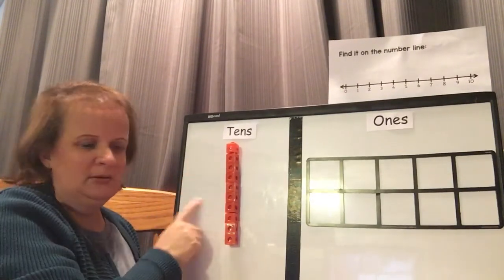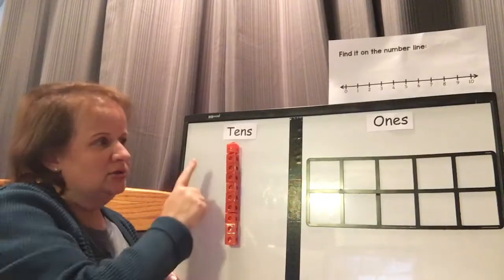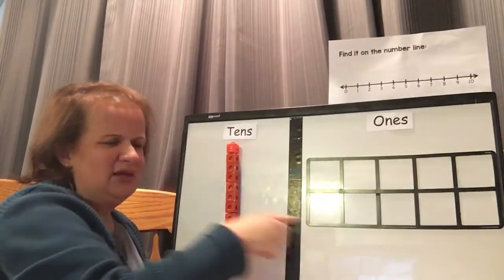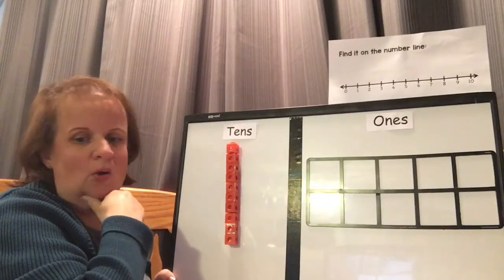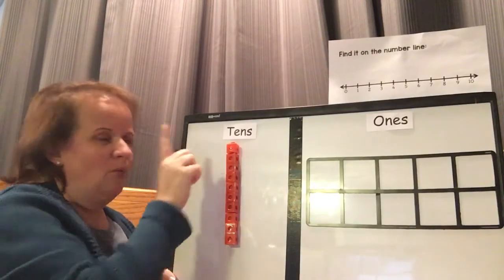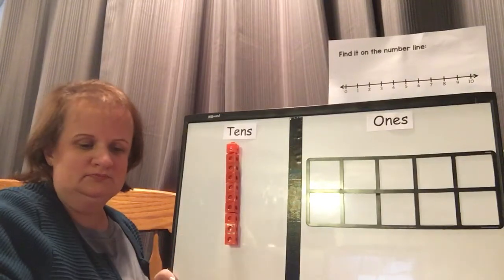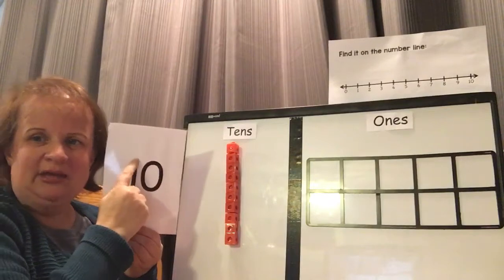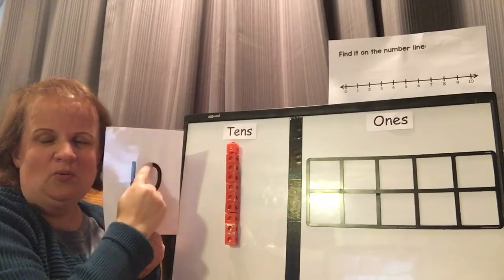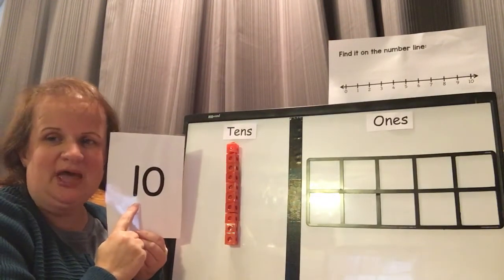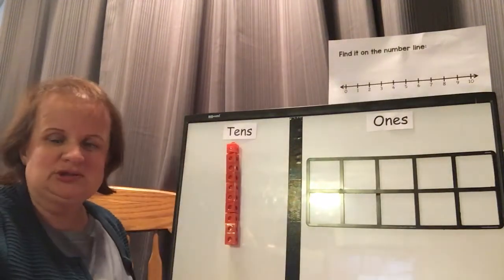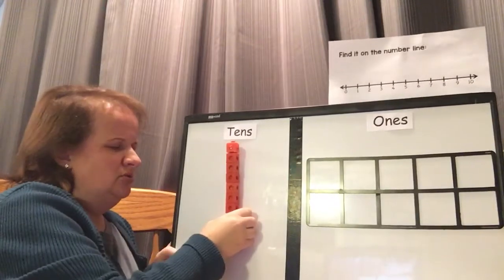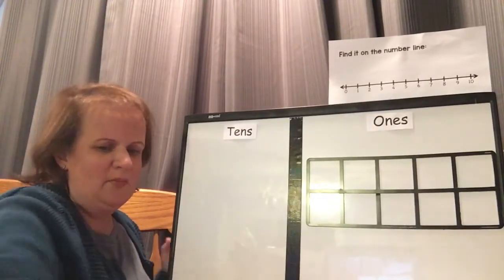1, 10. Okay, so I have 1, 10, and over here, do we have any ones? No. So I have 1, 10, and 0 ones. 1, 10, and 0 ones is the number 10. Nice job, friends. I'm going to take down my 10 so we can look at the next number of our number cards.